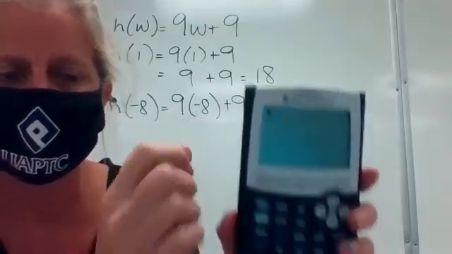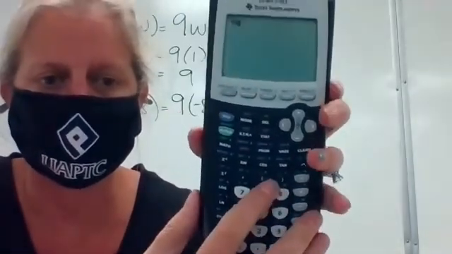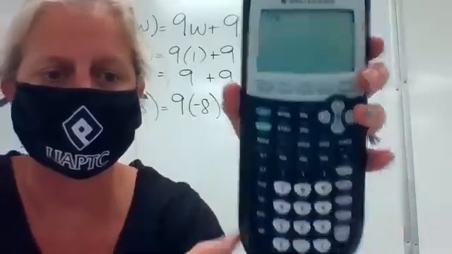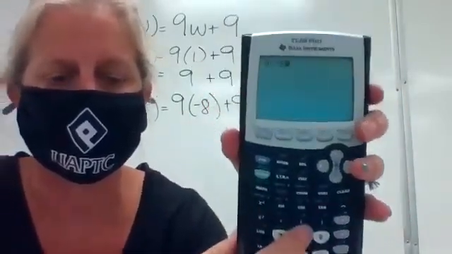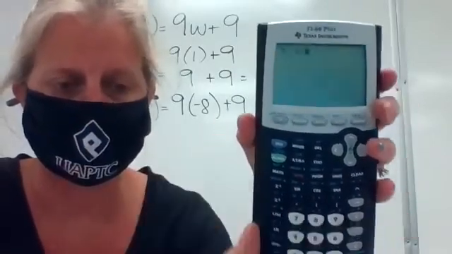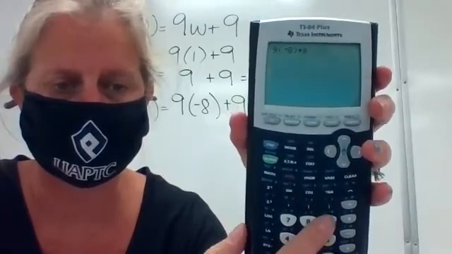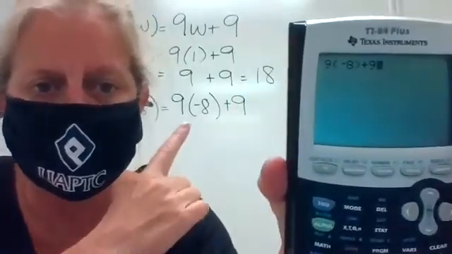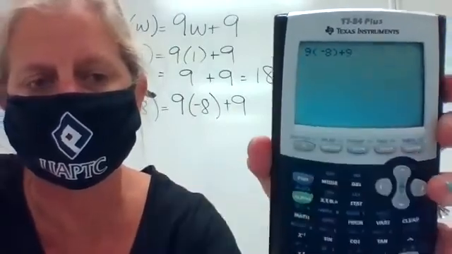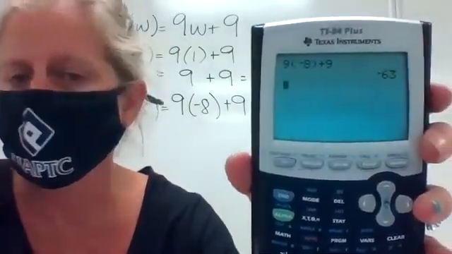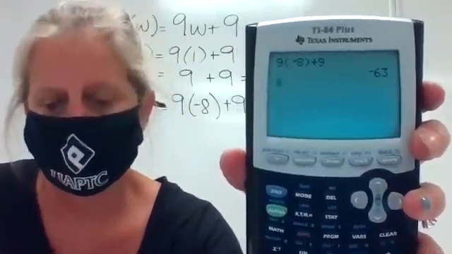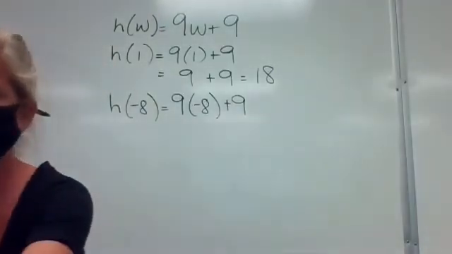So 9, open parentheses. What's inside the parentheses? Negative 8. So negative 8, close, plus 9. So exactly what I see there is what I put here. 9 times negative 8 plus 9. Enter. It'll follow the order of operations and do everything in the order it's supposed to be done. Negative 63.